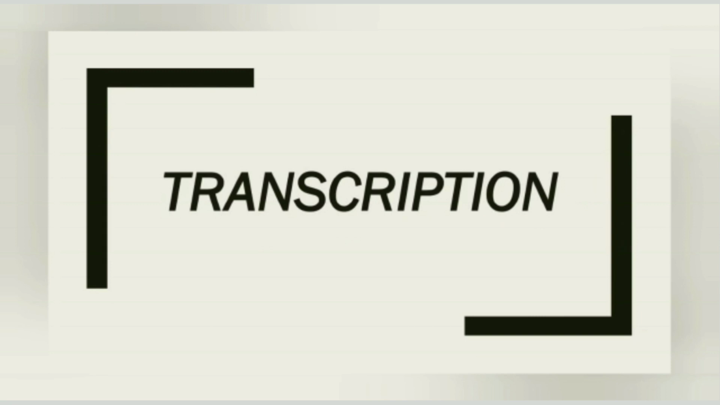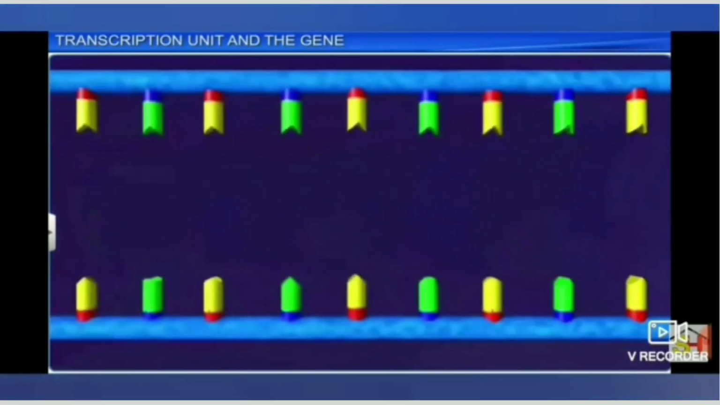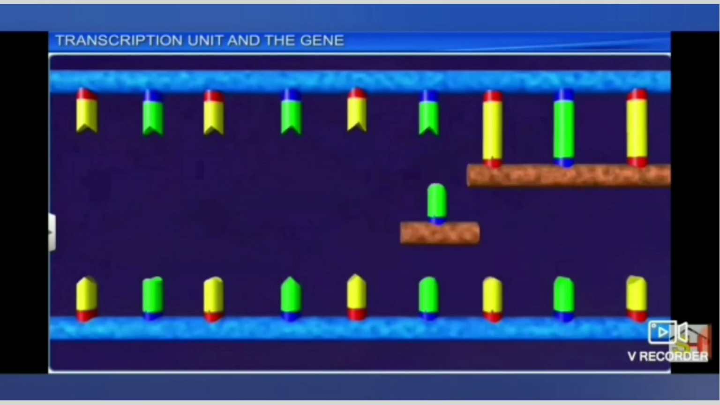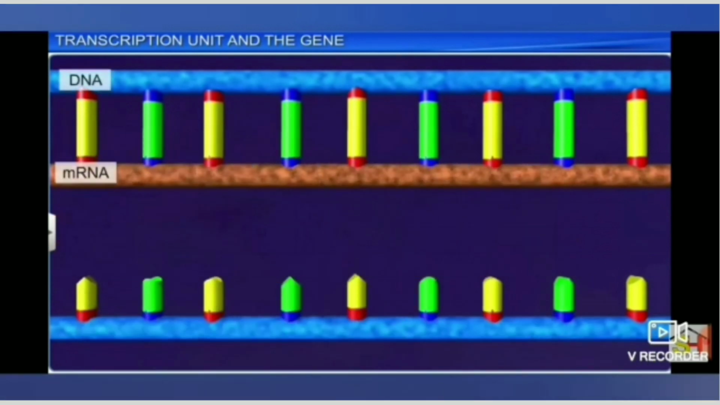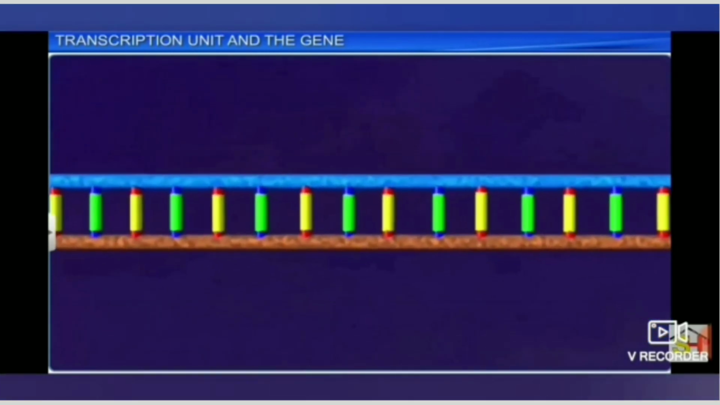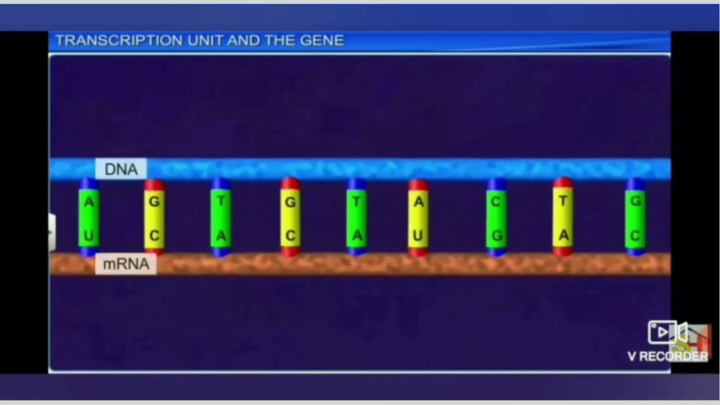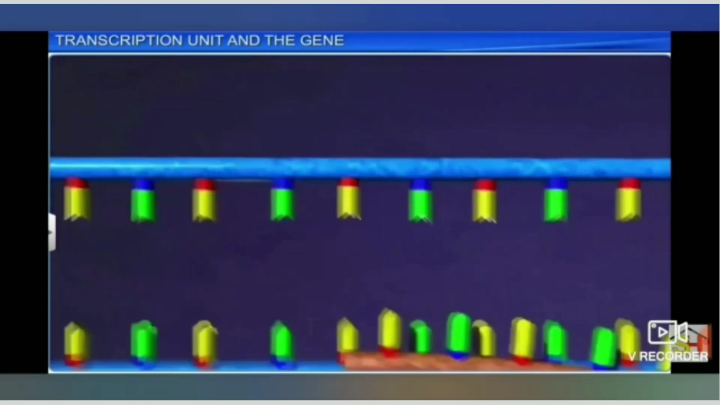Transcription. The process of copying genetic information from one strand of the DNA into RNA is termed as transcription. It is governed by the principle of complementarity with one exception: adenine now forms base pair with uracil instead of thymine. In transcription, only one DNA strand is copied into RNA.